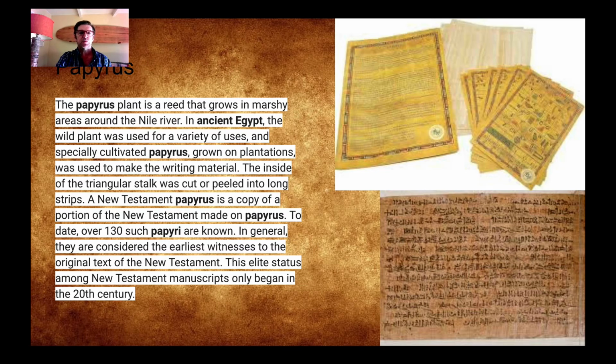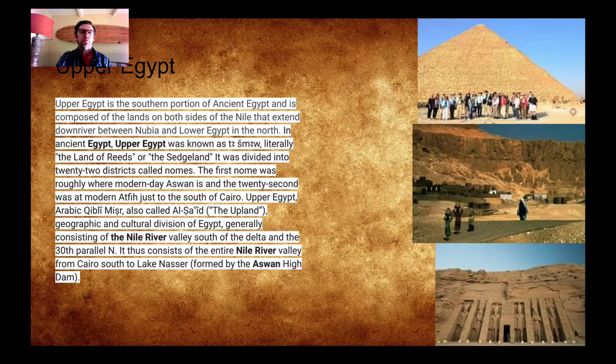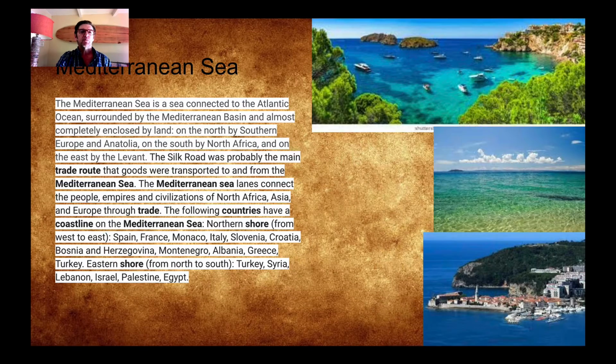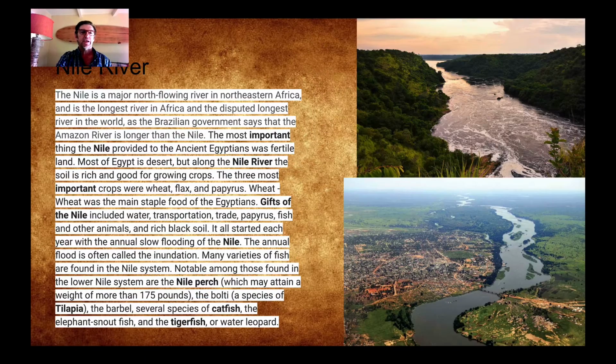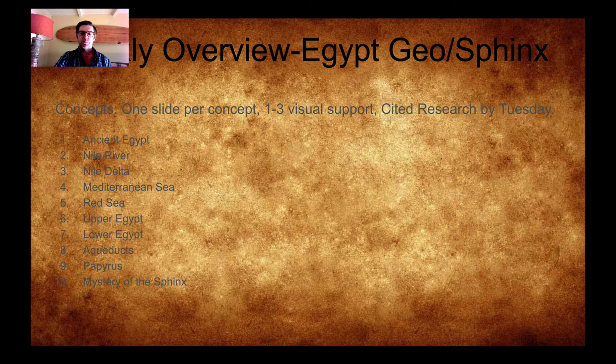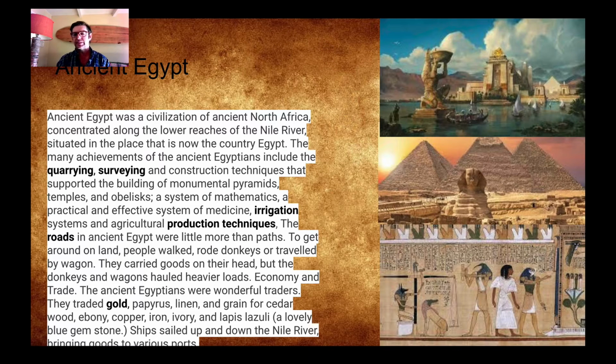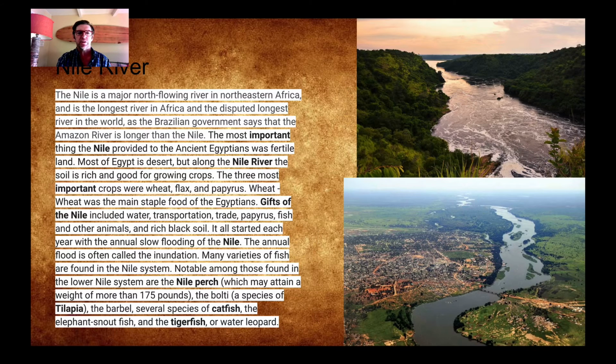Of any of the other slides, papyrus, aqueducts, Lower Egypt, Upper Egypt, Red Sea, Mediterranean Sea, Nile Delta, Nile River, Ancient Egypt, pick one of those slides to be an expert. Let's say don't use ancient Egypt either. Let's use one of these, one of the more specific slides. I want you to pick one right now.